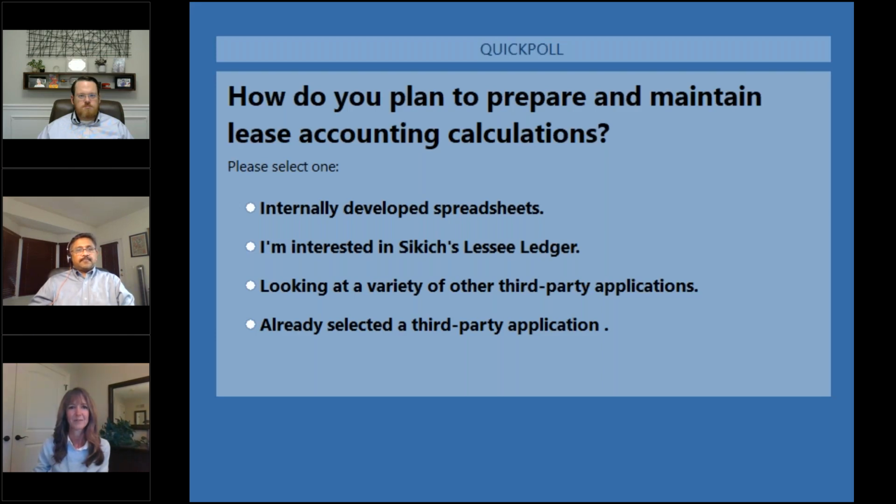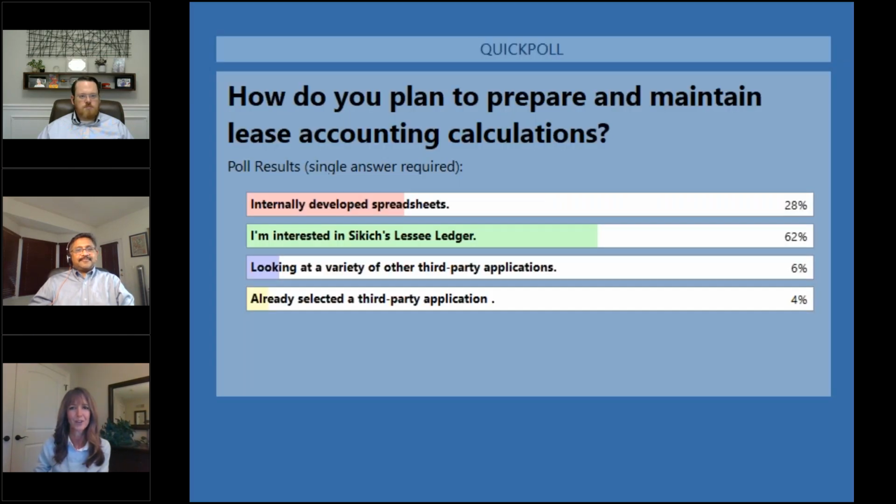For anybody who was on the first session, this question might seem very familiar. Okay, we'll wait for the results. We'll announce these results for Greg's benefit. Okay, Greg, we have some preliminary results here. We have 28% for internally developed spreadsheets. We have 62% interested in lessee ledger, 6% looking at a variety of other options, and 4% already selected a third-party option. So we'll hand it over to you.